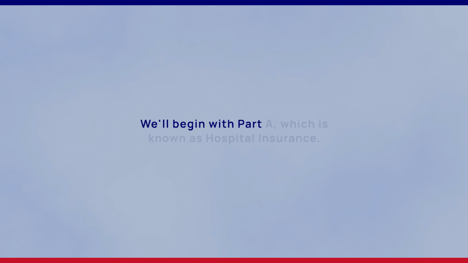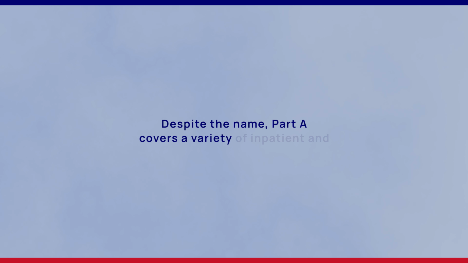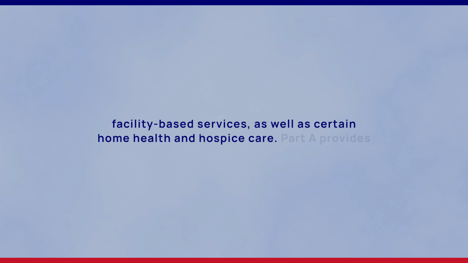We'll begin with Part A, which is known as hospital insurance. Despite the name, Part A covers a variety of inpatient and facility-based services, as well as certain home health and hospice care. Part A provides coverage for several key types of care.